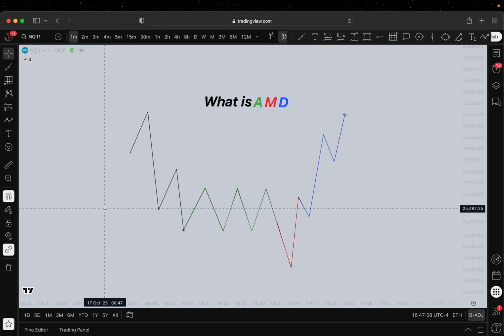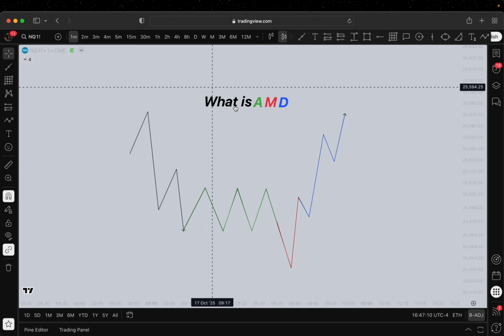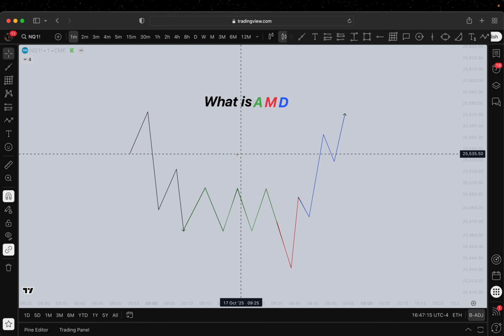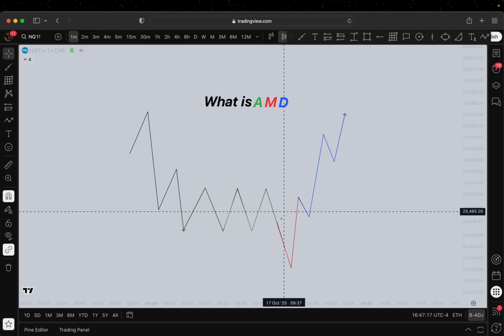I'm just going to give a super quick rundown and then we're going to get into some live chart examples. So this is the framework of accumulation, manipulation, distribution. This is entirely about price. So it's the idea that price will accumulate orders.